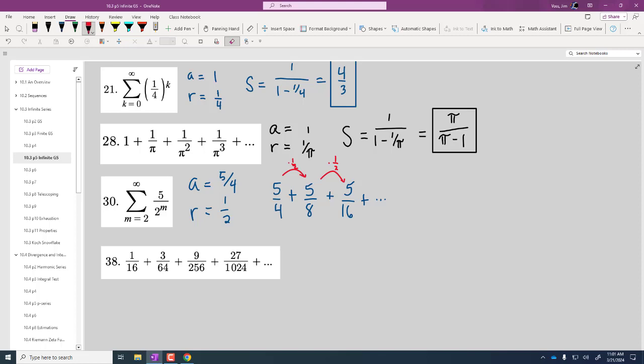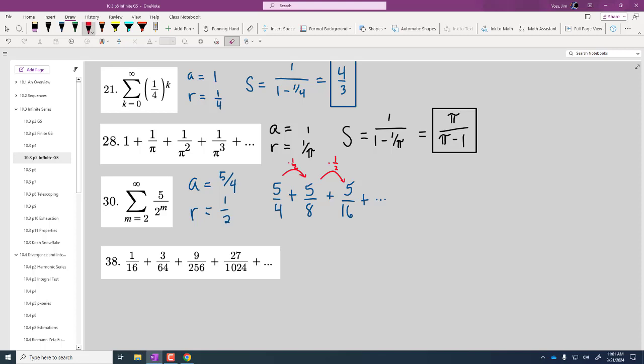Everybody see that? Now you might say the 5 is a constant. Can we factor it out to the front? And the answer is yes. If you wanted to, you could factor that 5 to the front, find the sum of that geometric series, and then multiply by 5. Totally fine to do that too.